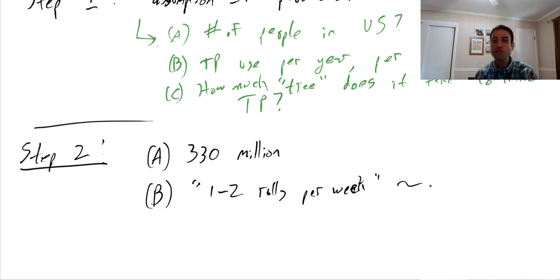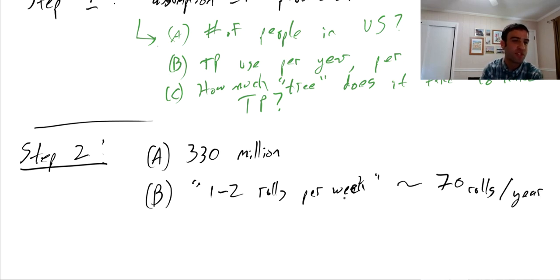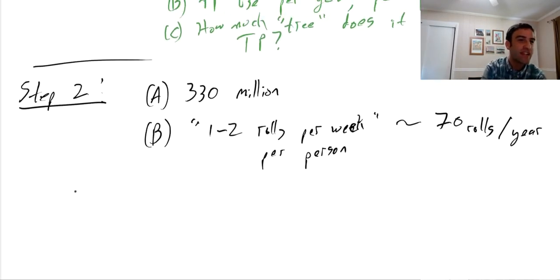And I'm going to split the difference there and say, let's call this about 70 rolls per year. Rolls per year per person. And I've kind of started with the things that I have the best sense of how to estimate, right? But now we get into part C. How do I think about how much tree it takes to produce a roll of toilet paper? Tree per toilet paper.